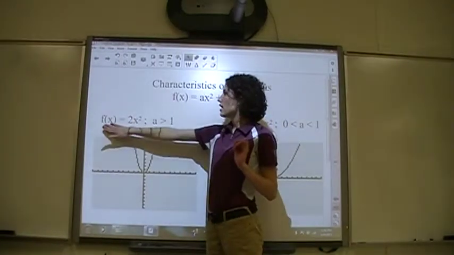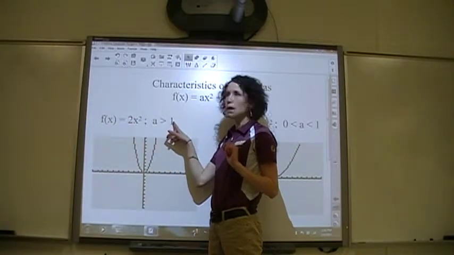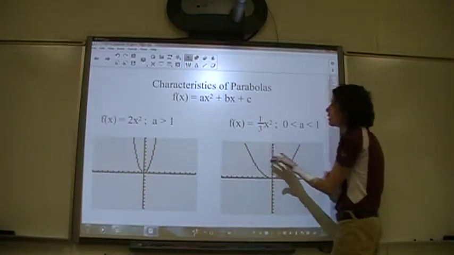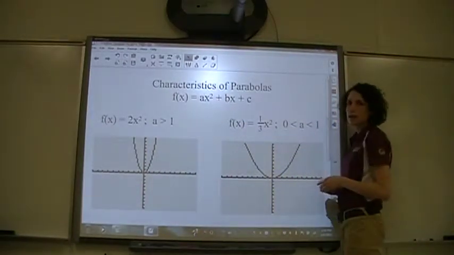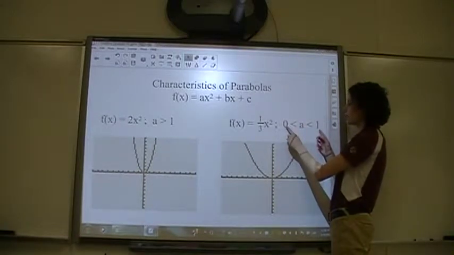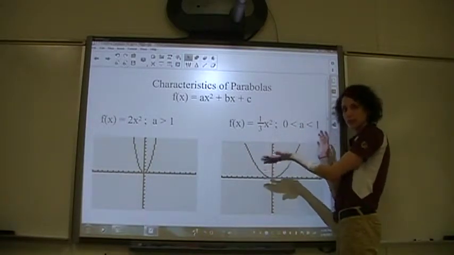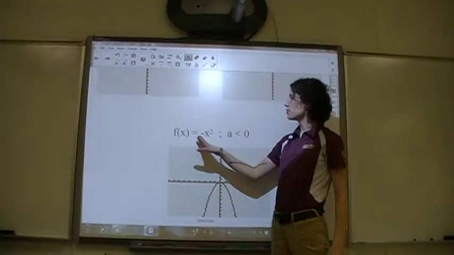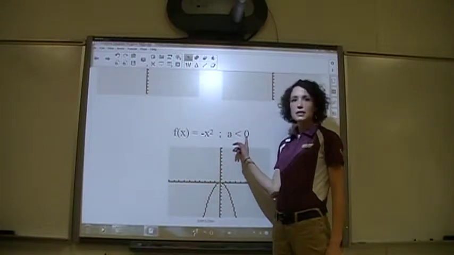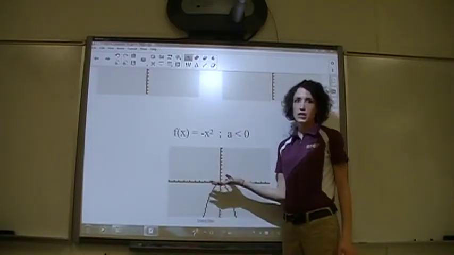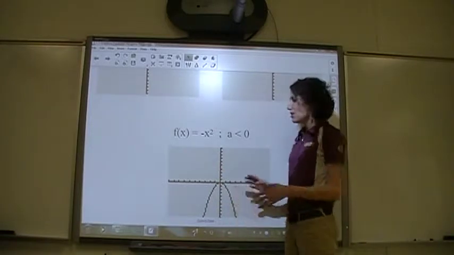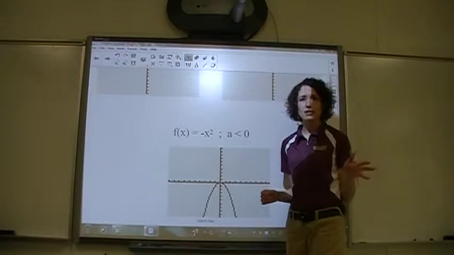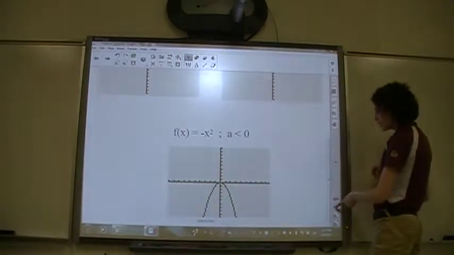So if you have f of x equals 2x squared, where your a is greater than 1, that means we're going to have a skinnier graph. If we have something like f of x equals 1/3 x squared, and your a instead now is between 0 and 1, you're going to have a little bit of a wider graph. And then finally, if you have f of x equals negative x squared, where your a is less than 0, you're going to have it flipped upside down, and it's going to look like a frown face rather than a smiley face. So that's something like what this graph would look like when it's going to be negative all the way out in front. Alright, so there are some characteristics of our parabolas.